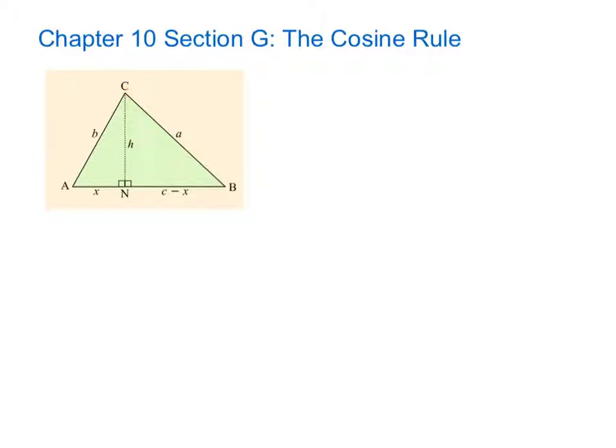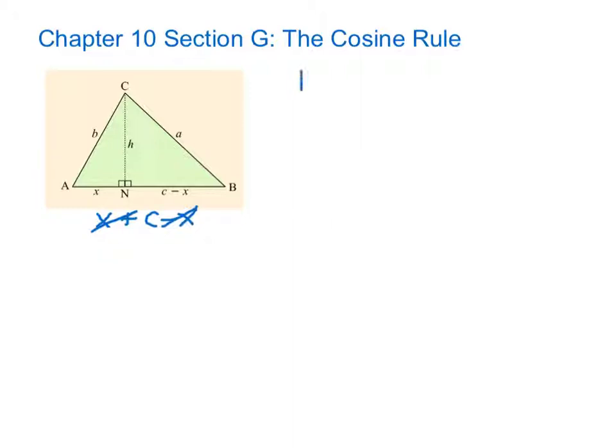C. Now this doesn't really look like C, but notice if I have x plus C minus x, I really just have side C. And this triangle has been split into two right triangles by drawing the line CN. Now we know a few things about these triangles. Let's take a look at the left-hand triangle first, triangle ANC.